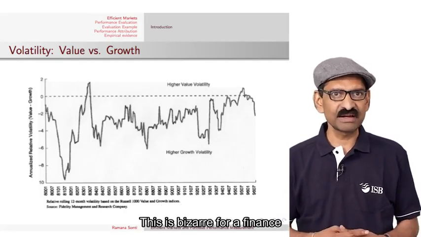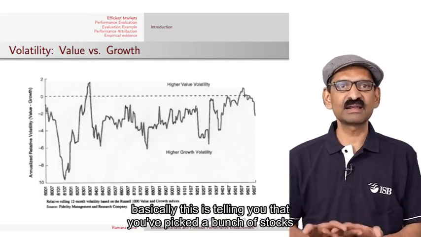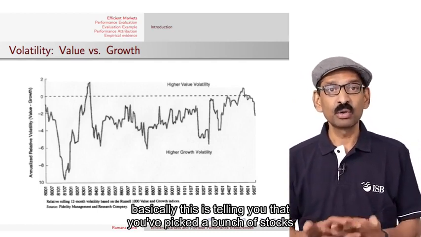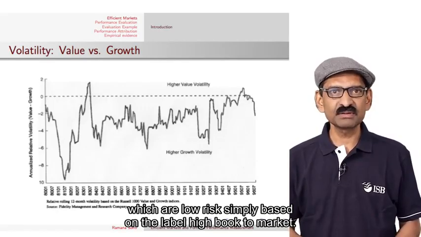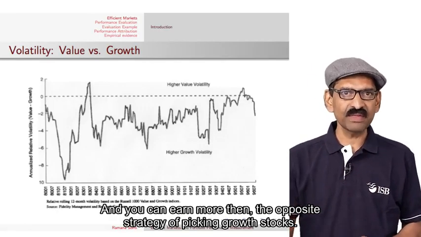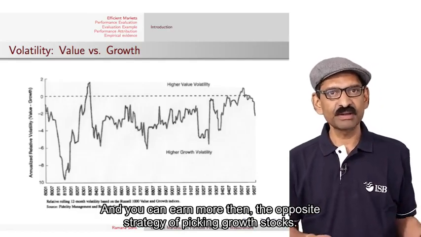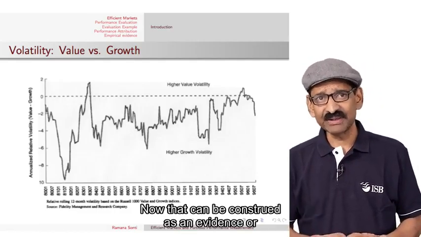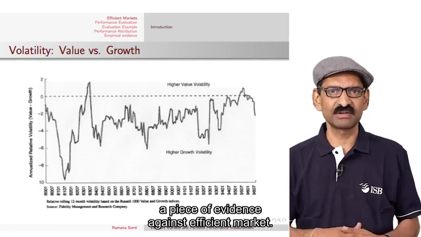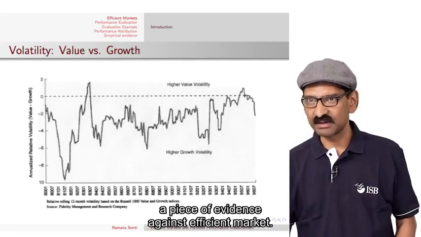This is bizarre for a finance theorist. Basically, this is telling you that you pick a bunch of stocks which are lower risk simply based on the label high book to market, and you can earn more than the opposite strategy of picking growth stocks. Now that can be construed as a piece of evidence against efficient markets.